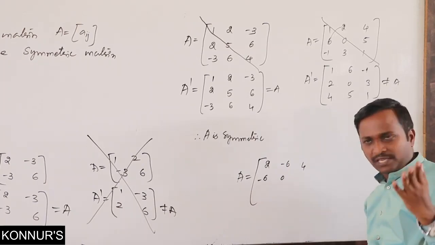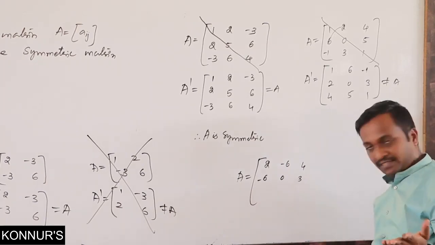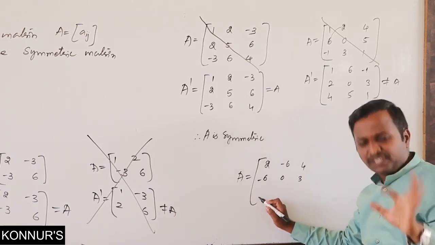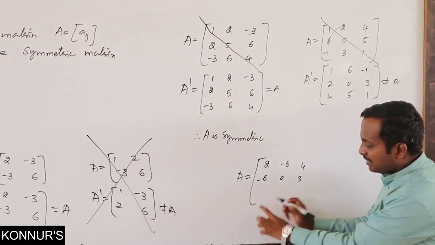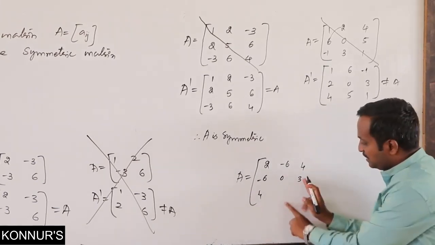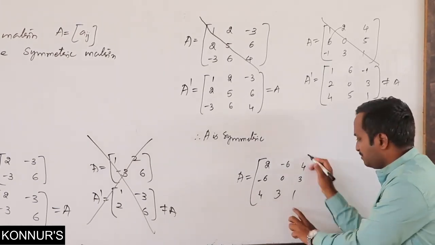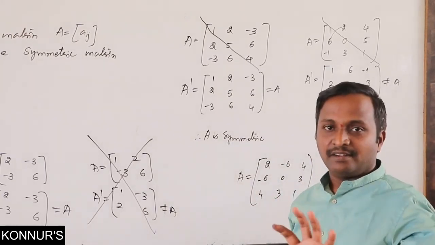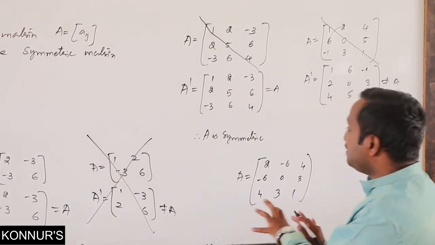The diagonal can be whatever, don't worry. Here if I write 3, what do I have to write here? Just think about it. I will write it. Here this element must be 4. Here this element is 3. The diagonal is whatever. Okay, this is the idea related to the symmetric matrix.